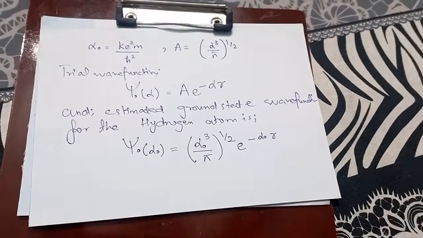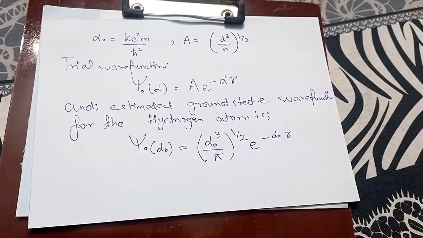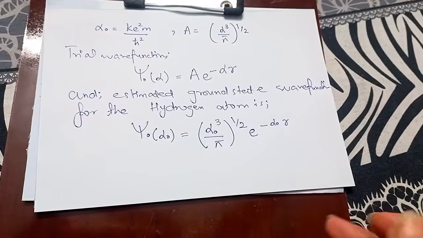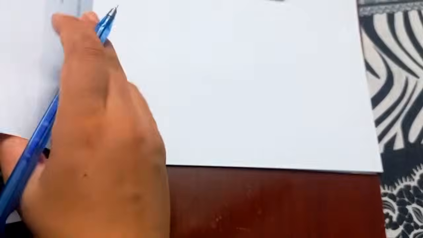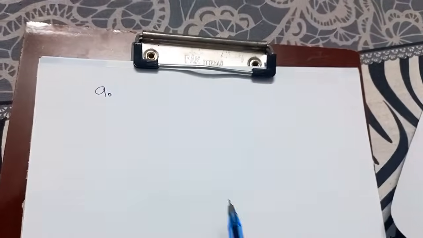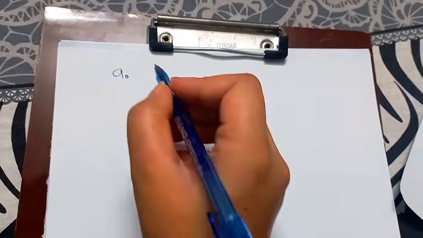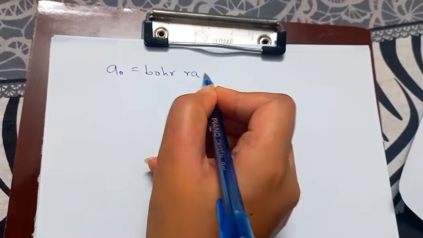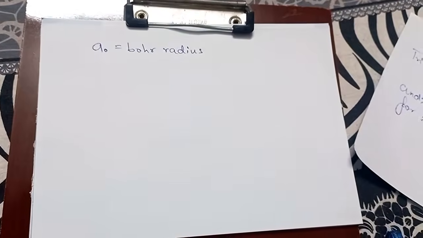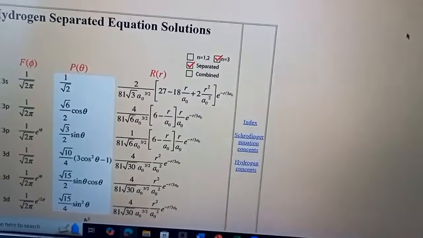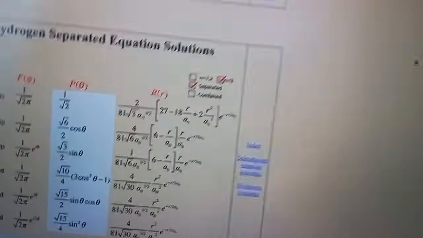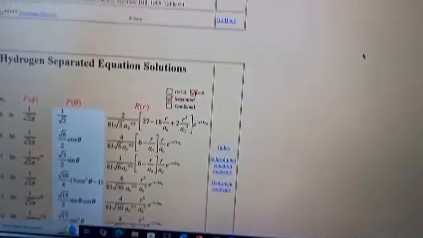Now if you have already seen the wave functions of the hydrogen atom, then you must have seen that we know this symbol a naught, which is for the Bohr radius. The hydrogen atom wave functions are normally expressed in terms of the Bohr radius. Let me show you. Here you can see there is the involvement of a naught everywhere. You can easily see it here.